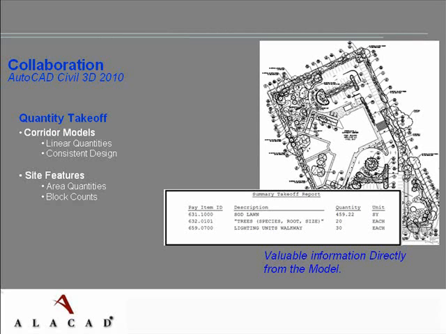Pay item values are assigned to the objects in the drawing, including AutoCAD entities and AutoCAD Civil 3D elements. Quantity information can be extracted from both corridor models and site features. Volumetric earthwork calculations and itemized point, linear, area, and volume counts for reporting are all included.